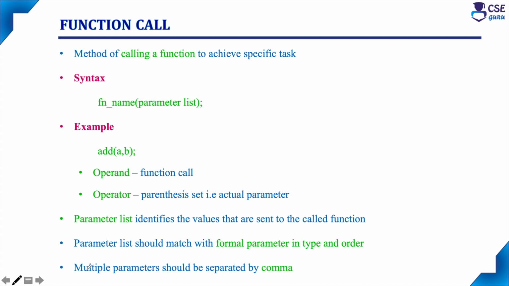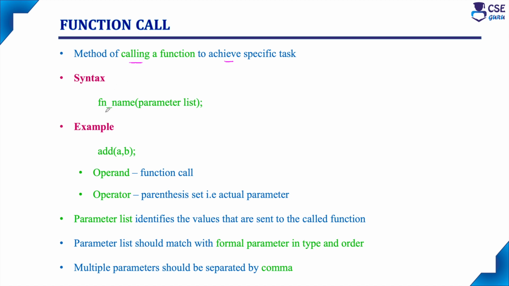Already we have discussed there are three elements in user-defined function: function definition, function call, and function declaration. Function definition we have already discussed in the previous session. Now in this session, we will discuss function call. So function call is nothing but the method of calling a function to achieve a specific task.